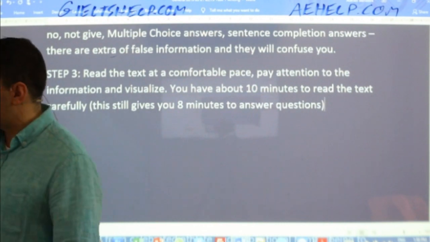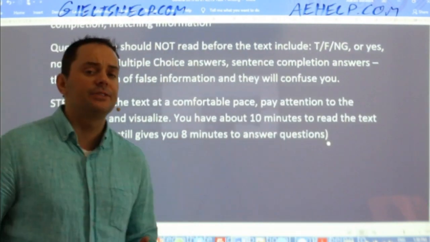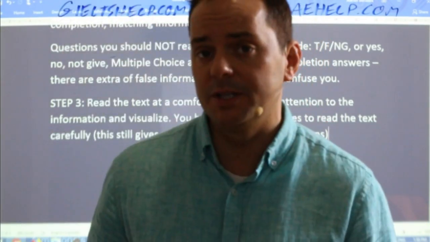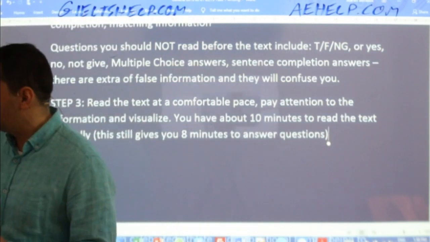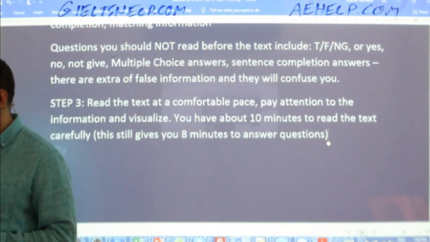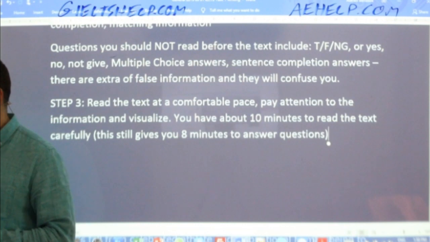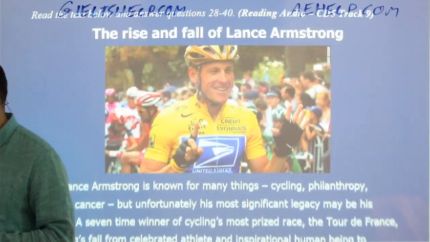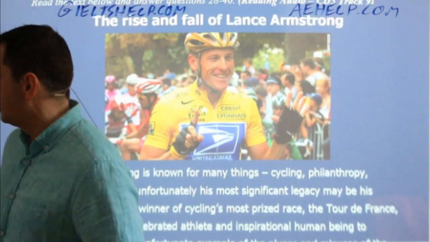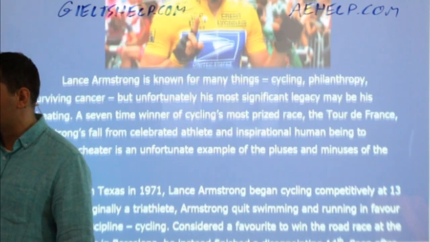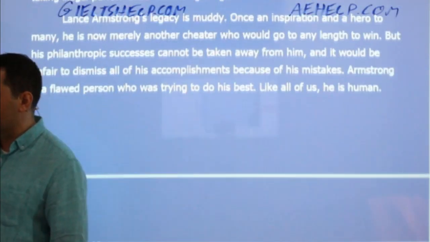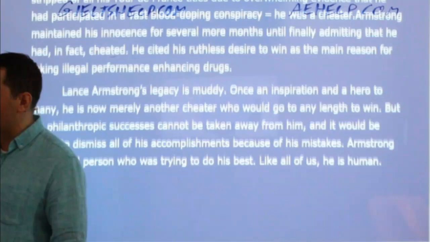Okay, so step number 1, looking at the title, visualizing, predicting. Step number 2, looking at the questions. That should only take you 1 or 2 minutes, at most. Then you have about 8 to 10 minutes to read the text. How long do you think a high school student in the US or Canada or an English-speaking country needs to read this text? So if you are in the US or Canada, how long do you think a grade 11, grade 12 student needs to read this text so that they understand what they're reading and they can answer these questions? It's roughly 700 words.